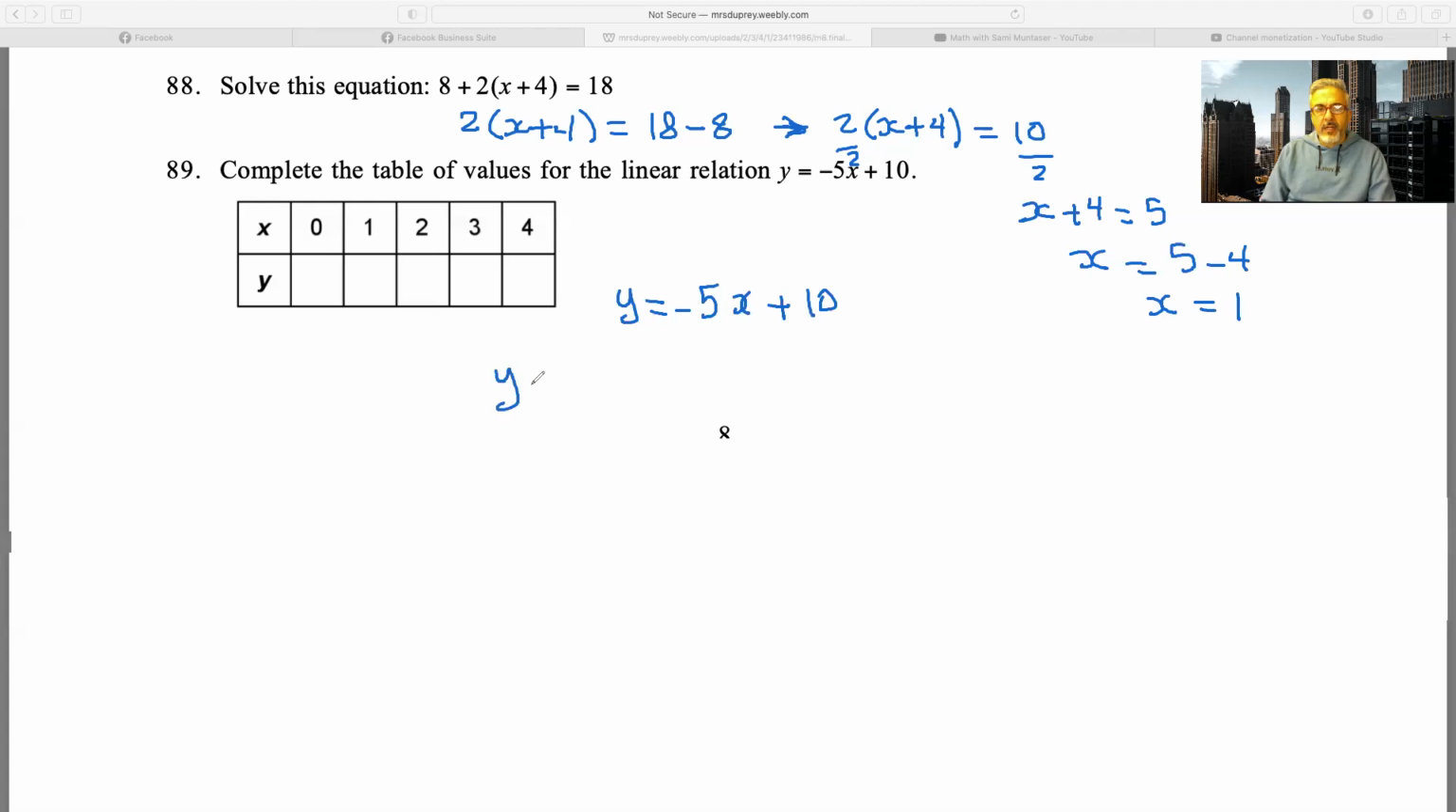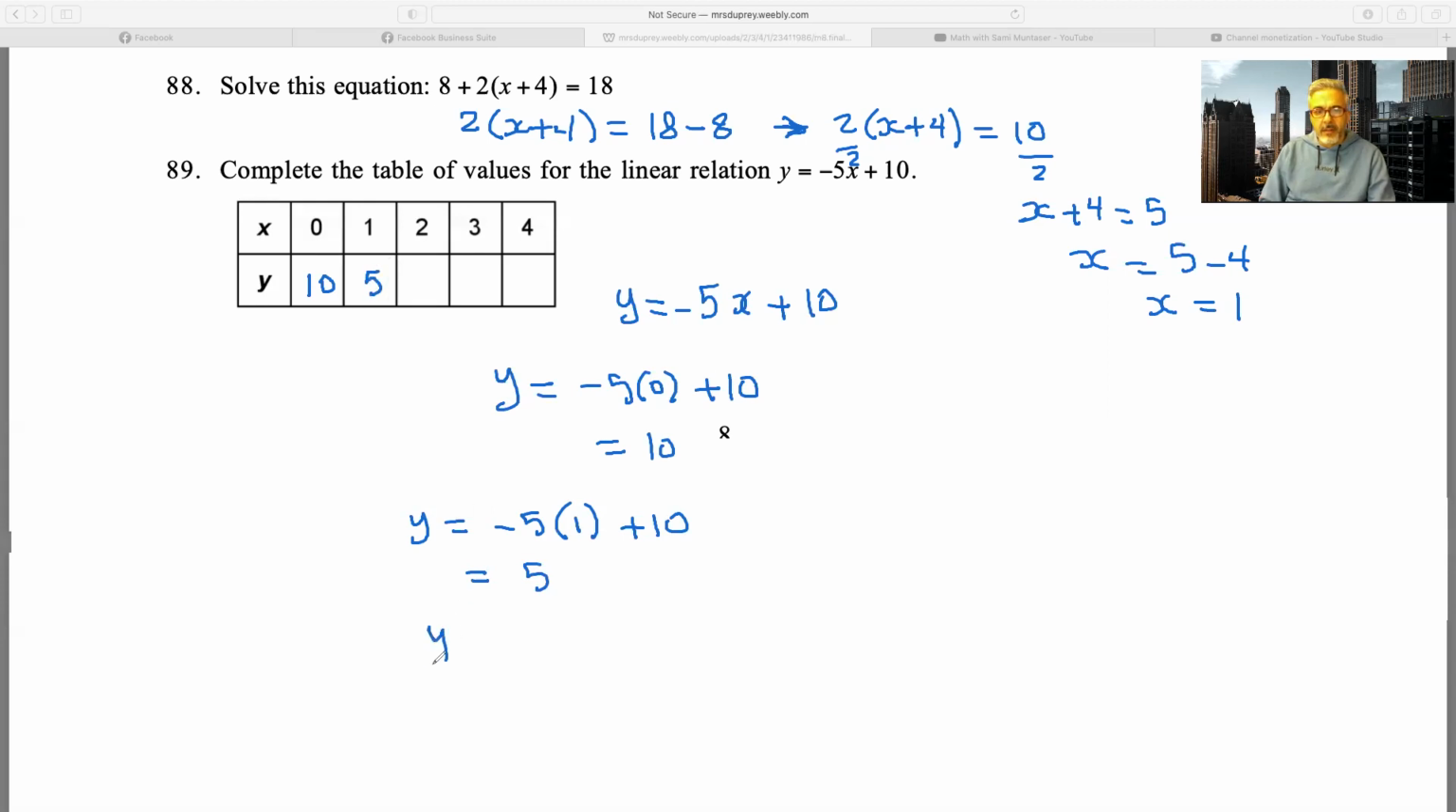So if you want to find the y value when x is 0, you just go negative 5 times 0 plus 10. And anything times 0 gives you 0. 0 plus 10 is 10. So this gives me 10. Now I'm going to sub in the next number, which is 1. Negative 5 times 1 gives me negative 5, plus 10 will give me positive 5.